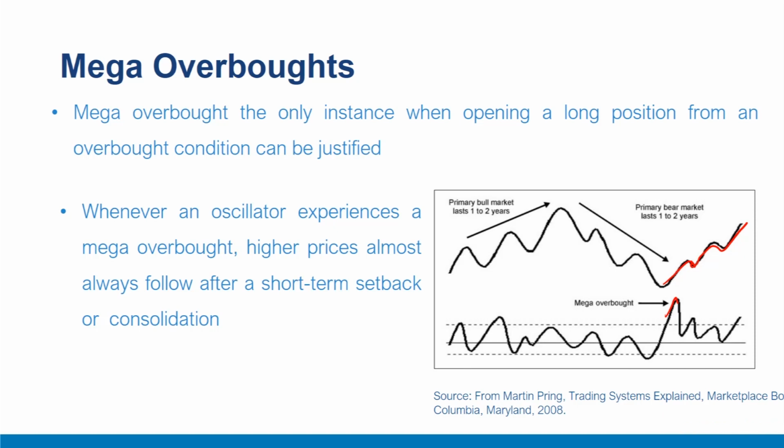Whenever an oscillator experiences a mega overbought, higher prices almost always follow after a short-term setback or consolidation has taken place. In most instances, you will probably find that the correction following the mega overbought takes place in a sideways rather than downward move. But there are just enough exceptions to cause the over-leveraged trader a lot of sleepless nights.